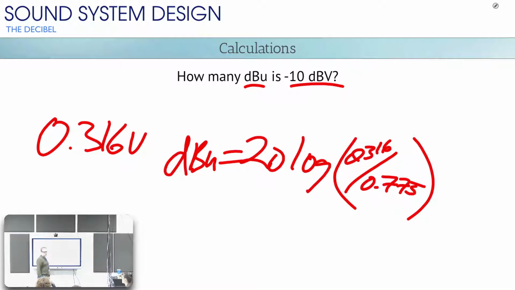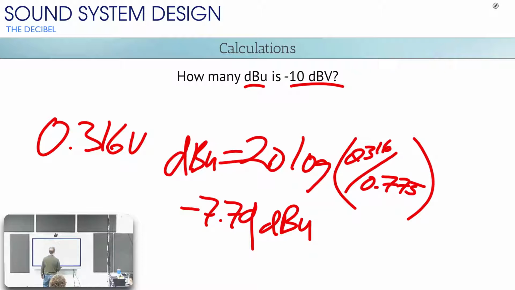What does that equal? Somebody do that. Minus 7.79. That sounds more correct. So minus 10 dBV equals minus 7.79 dBu. That makes more sense to me. Okay, that's correct.